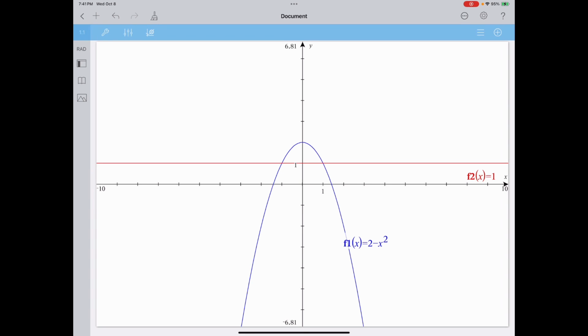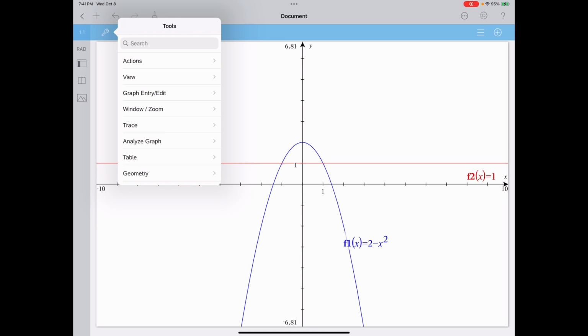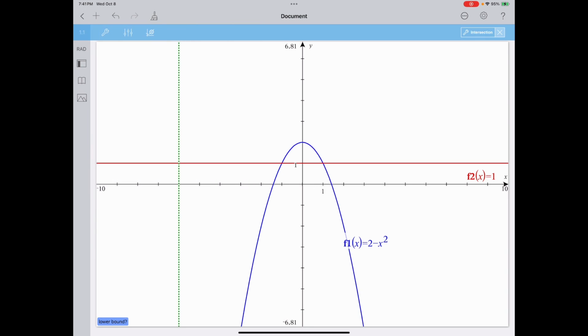Now, just like before, we want to find the beginning point and end point of our integration. And so we want to find the place where these two functions intersect one another. There's a tool that we can use within the graphing feature of the calculator to do that. We're going to go to Analyze Graph, and we're going to look at intersection.